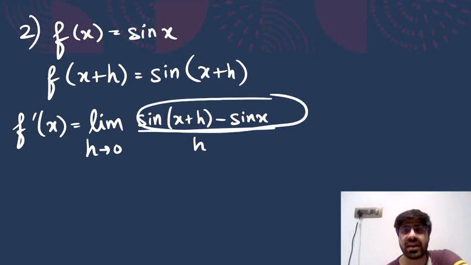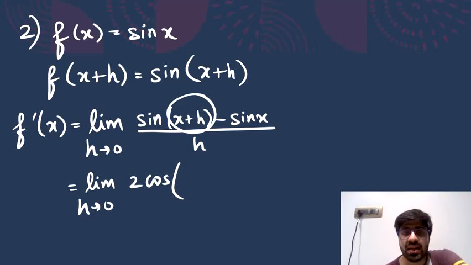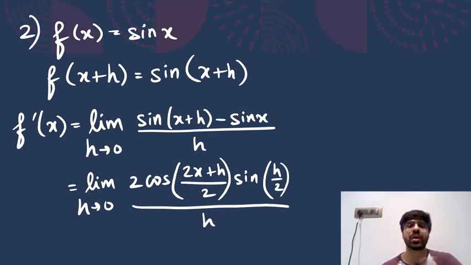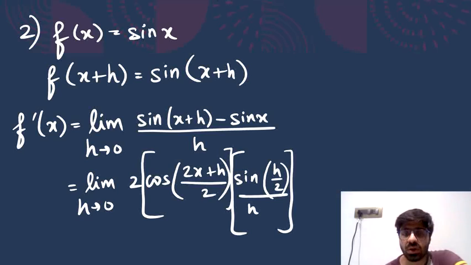Sine c minus sine d can be written as 2 times cos of (c plus d) divided by 2, that is (x plus h plus x), that is (2x plus h) divided by 2, into sine of (x plus h minus x), that is simply h, divided by 2, the whole upon h. Okay, now let's just split the limit. So you can think of this being one term and sine h by 2 upon h being the other term. We can also take this 2 in the denominator right here.